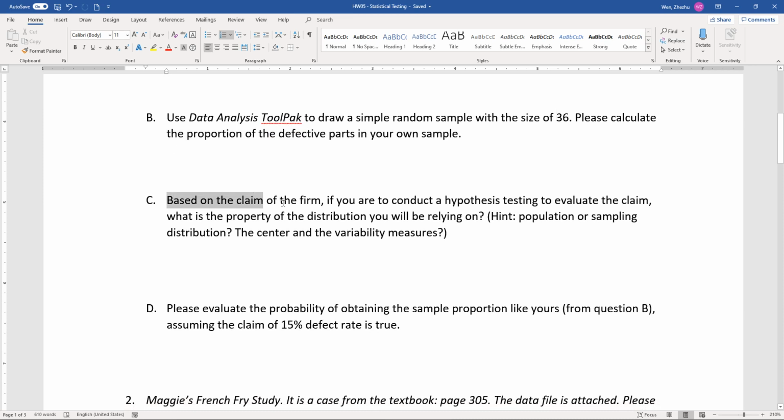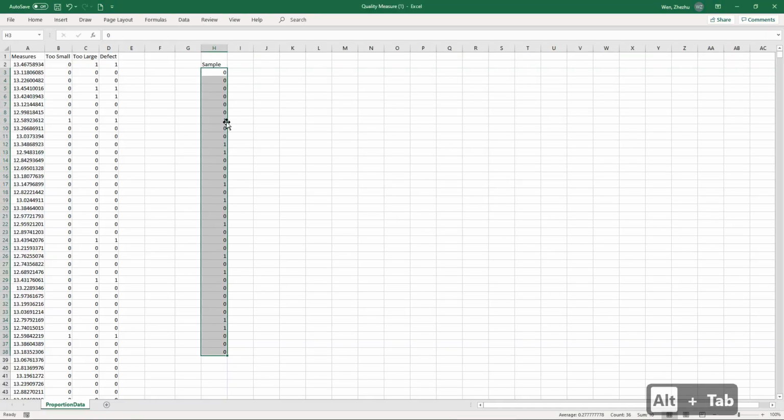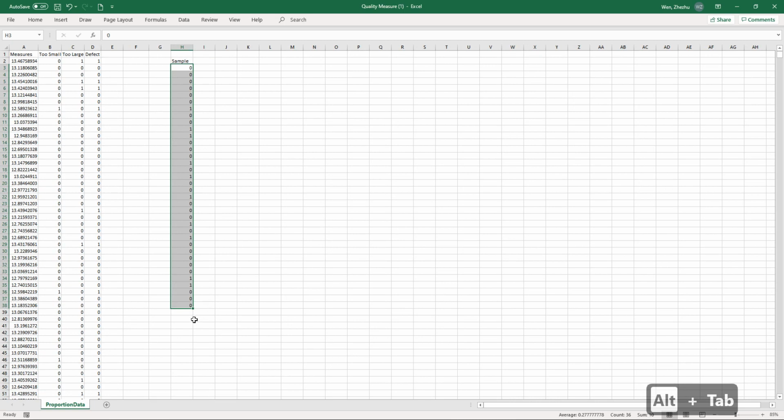So based on the claim of the firm, if you are to conduct a hypothesis testing to evaluate the claim, what is the property of the distribution you will be relying on? This is indirectly asking you, what distribution would you use to conduct a hypothesis testing? Of course, if you're using a sample, which type of distribution will you be relying on?